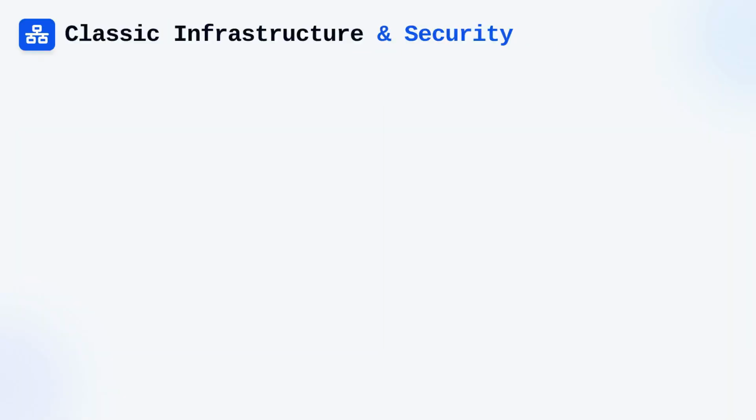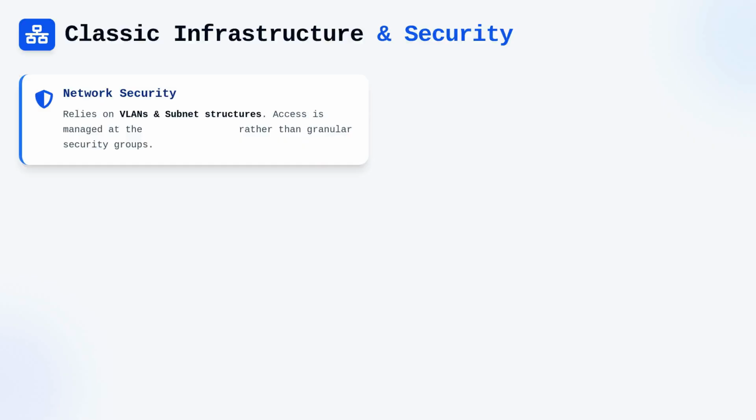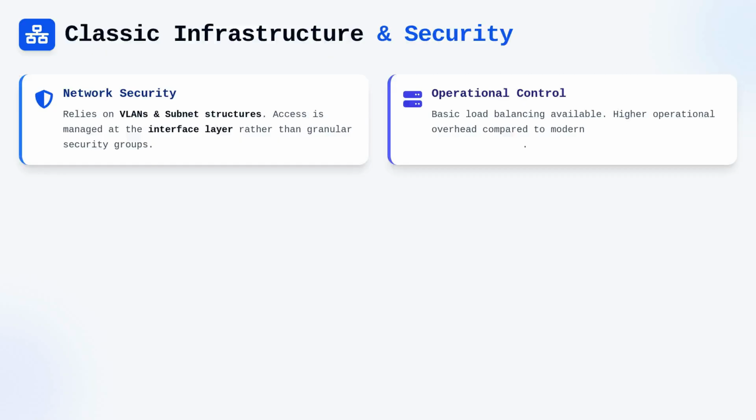Networking and security within the classic infrastructure rely on established mechanisms like VLANs and subnet structures, rather than the granular security groups synonymous with modern VPCs. You manage access at the interface layer, and while you have basic load balancing capabilities available, the operational overhead can feel quite different from the software-defined networking you see in newer cloud environments.